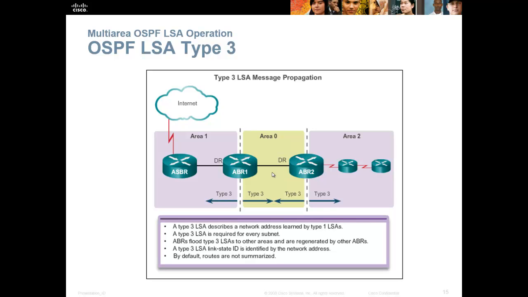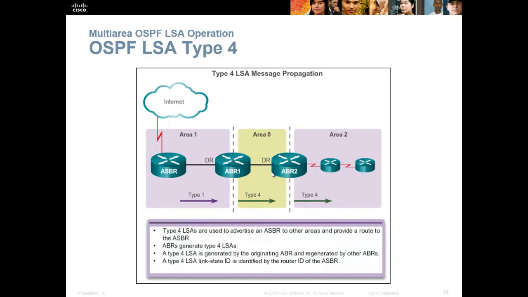So Type 1 is done by all routers, Type 2 by the DRs, Type 3 by the ABRs. And then Type 4 is used to advertise an ASBR to other areas. So your ABRs also generate a Type 4. ABRs generate 3 and 4. In this case, the ASBR in Area 1 generates this Type 4 message and sends it to the ABR. Then the ABR sends it to Area 0, and then the other ABR gets it and sends it to Area 2. ASBRs typically create those messages and then forward them, and they're propagated through the ABRs.